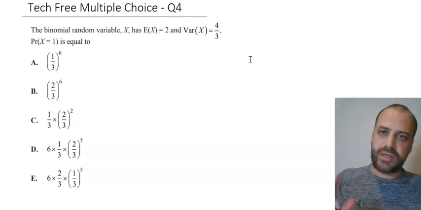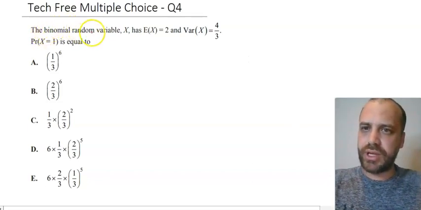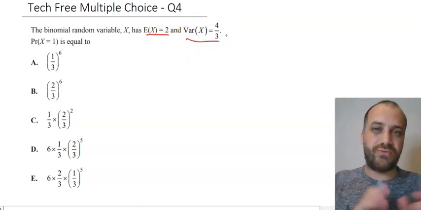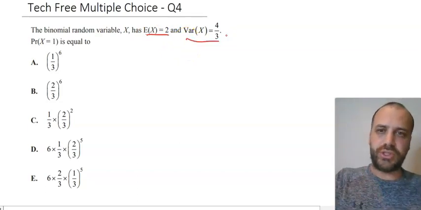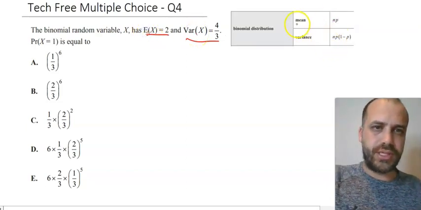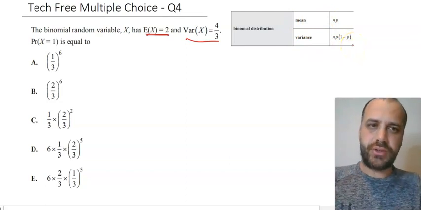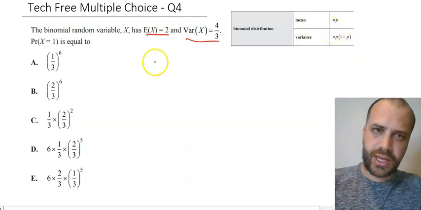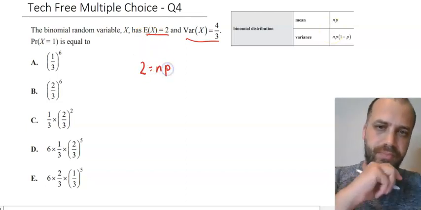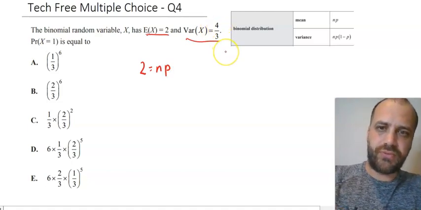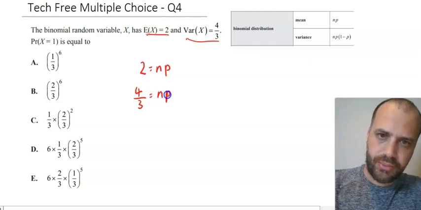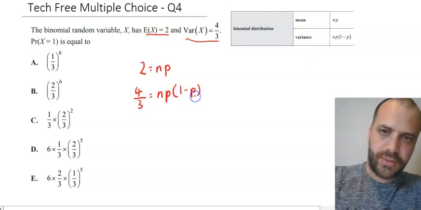It's not an easy question. We've got a binomial random variable, and we're told the expected value equals 2, and the variance equals 4 on 3. You really should go to your formula sheet because you should know formulas for this and this. So 2 handy formulas here for the mean and the variance. The mean is equal to np, and we know that the mean is equal to 2. So 2 equals np. And we know that the variance is equal to 4 on 3, so 4 on 3 equals np(1 minus p).